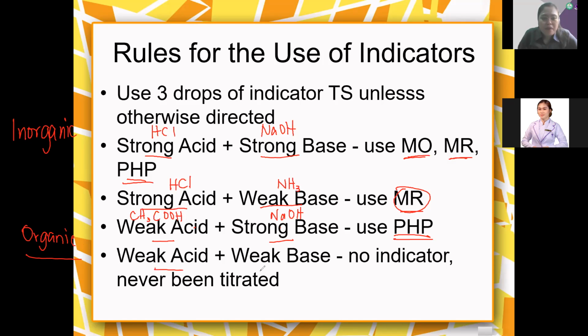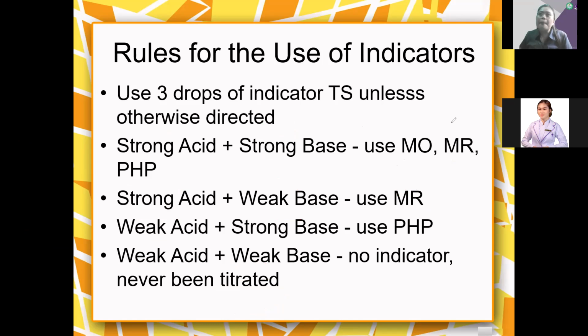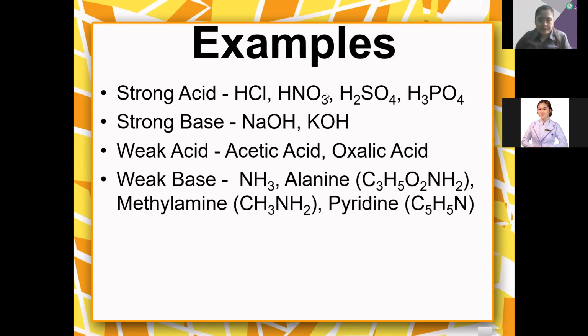Now, ma'am, paano weak acid, weak base? Wala tayong indicator and we have never titrated weak acid and weak base. Kahit anong gamitin natin na indicator class, wala tayong makukuha na endpoint. So it is as of now impossible to titrate weak acid with a weak base. Wala tayong available na indicator. So kung gusto mo malaman ang concentration ng weak acid, kailangan strong base ang gamitin mo as the titrant. And you use phenolphthalein for you to have an endpoint.